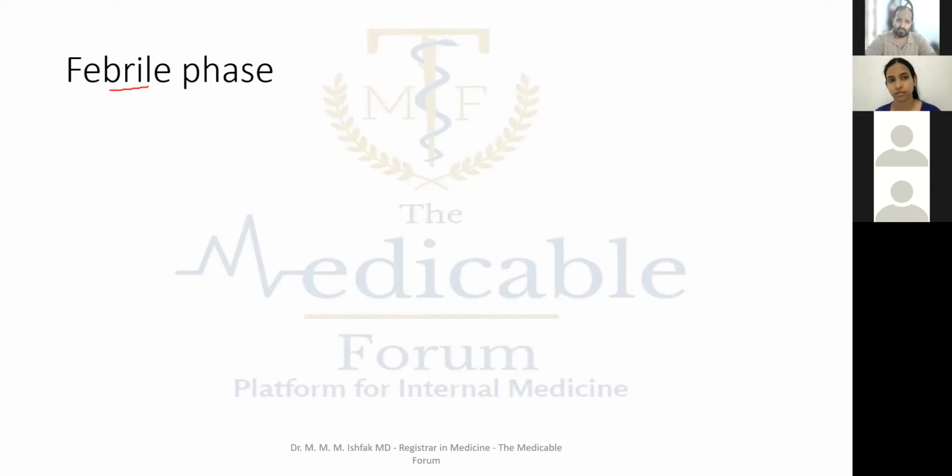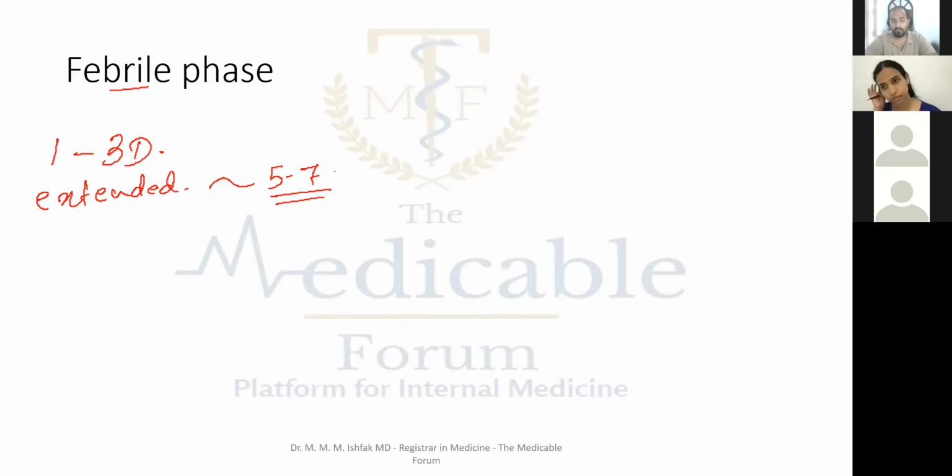The febrile phase usually lasts from 1 to 3 days. This is in the majority. But in some people, there can be an extended febrile phase until around 5 to 7 days. So sometimes patients with dengue can have prolonged fever spikes even until 5 to 7 days. Yes, we have to think about other differential diagnoses while in the ward, but we should not forget that sometimes dengue can have an extended febrile phase.